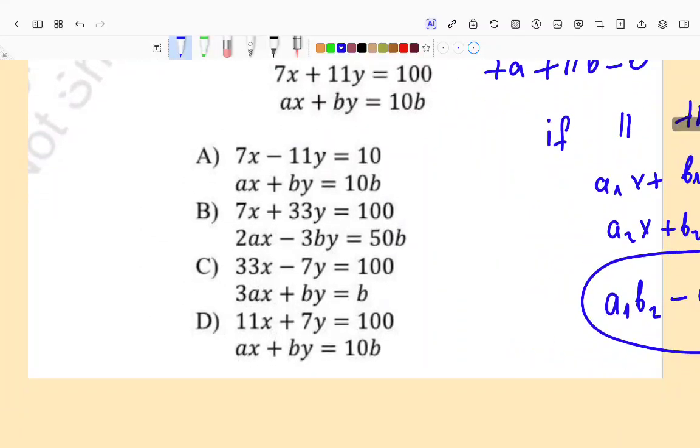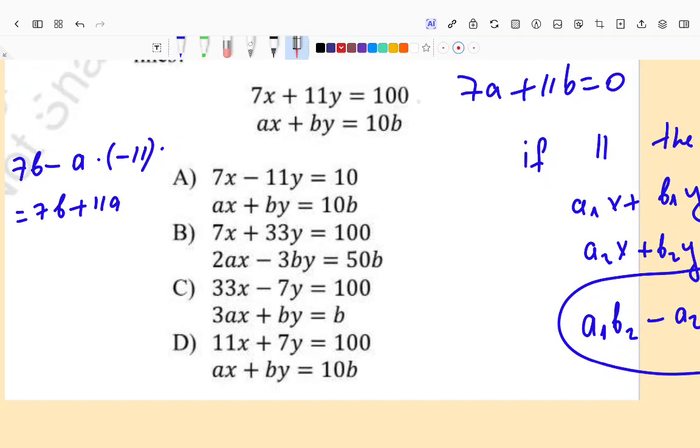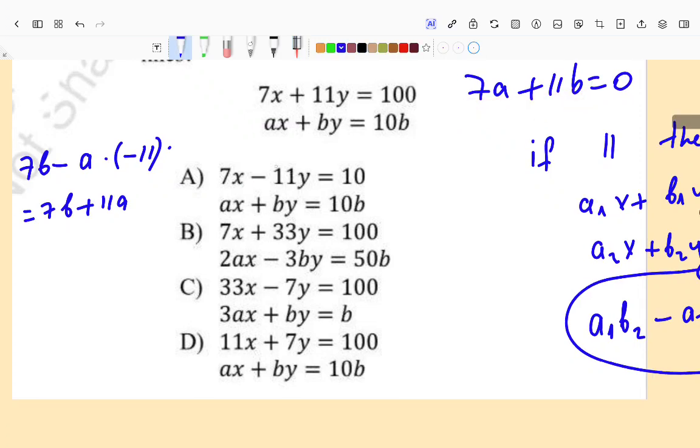If we check the first one, we take 7b minus 11a. It should be 0, but 7b minus 11a is not 0, because only 7a plus 11b is 0. So these lines are not parallel.